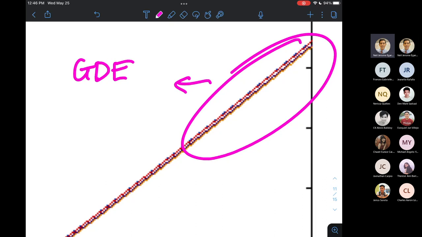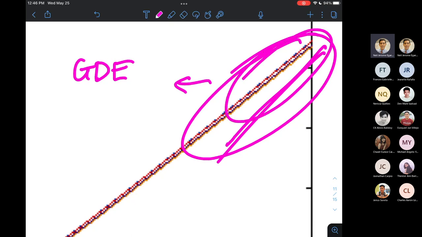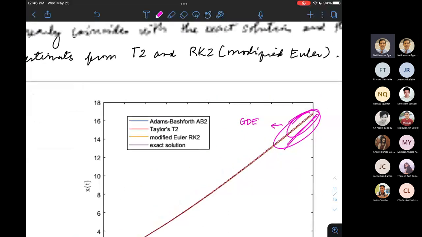Kaya usually ang concern ng mga gumagamit ng time marching algorithms, I think nan, gaano kaganda, medyo ano sila, extra cautious sila dun sa estimates, dun sa tail end ng interval. Kasi nga doon nagaganap yung pinakamalaking propagation ng global discretization error. But in our example, yeah, the error is still tolerable.